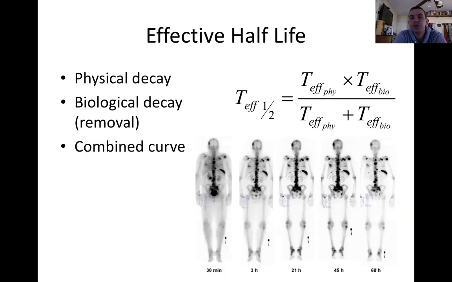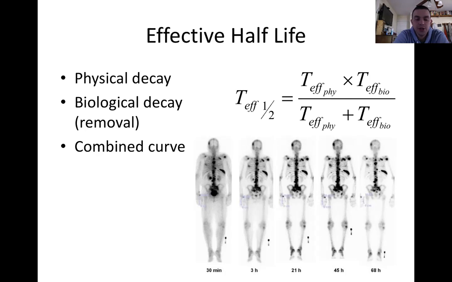However, as soon as you put some sort of radioisotope into a biological system, whether it's a patient or a research animal or something like that, there will be some element of biological removal. So if you're interested in looking at the activity inside of that patient or that research animal, you have to account for that biological removal and the physical decay. And so that's where you get this equation that shows the effective half-life. That's simply the product of the two, the multiplication of the two over the sum of the two.